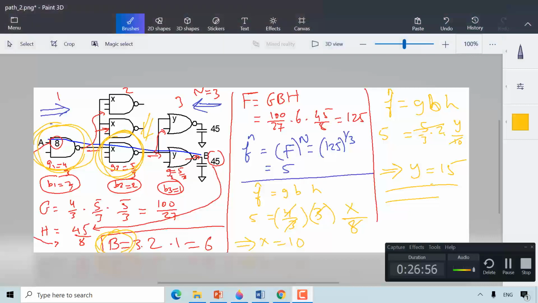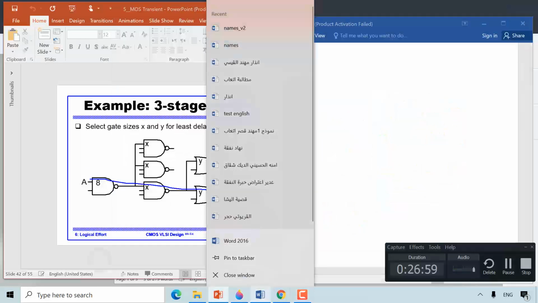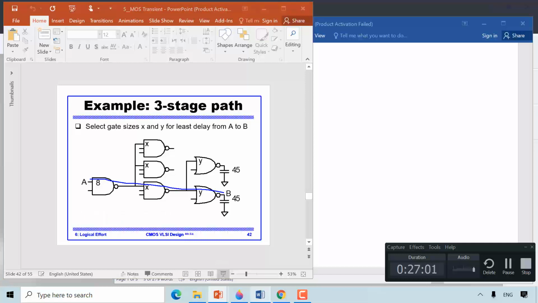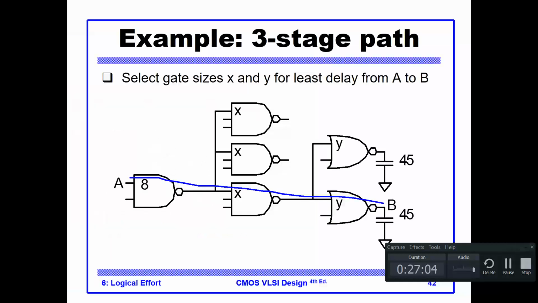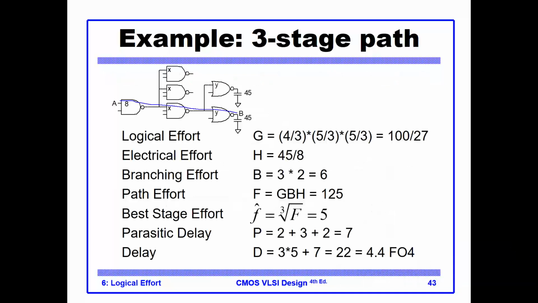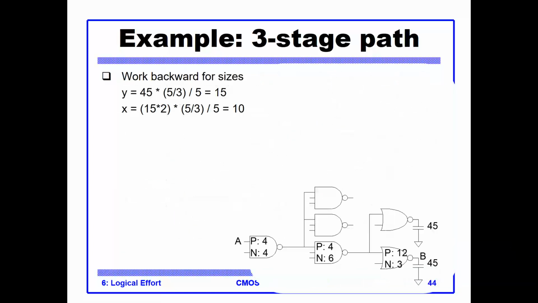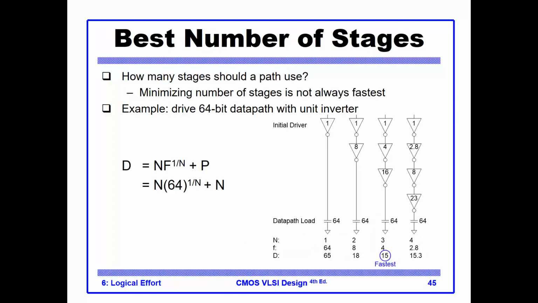Okay, let's go to the slides now. And so this is the computation. Now let's see what is the best number of stages. Here is a problem: given that I have any number of inverters and a load of 64, what is the best number of inverters that gives me the least delay?